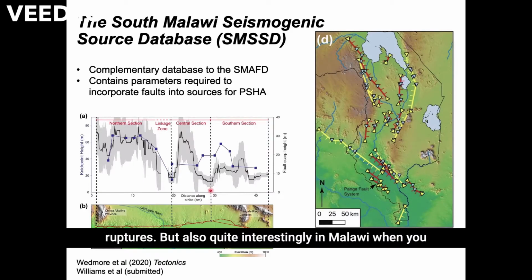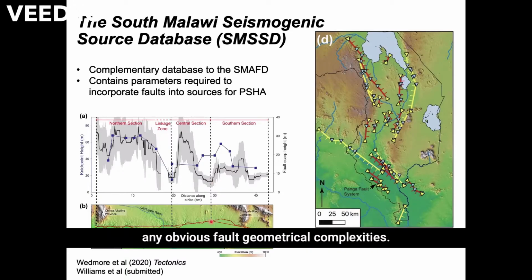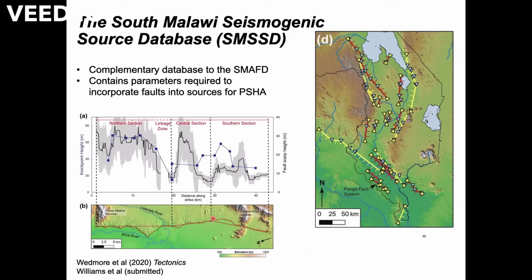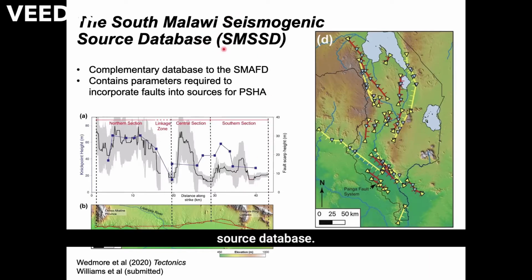But also, quite interestingly, in Malawi, when you look at the along strike scarp height of these faults, you notice that there are some minima which are not associated with any obvious fault geometrical complexities. This suggests to us that there may be some deeper structures that we can't see in the fault surface expression, but are also potentially important in controlling rupture segmentation in the rift. This information is also incorporated into the Seismogenic Source Database.